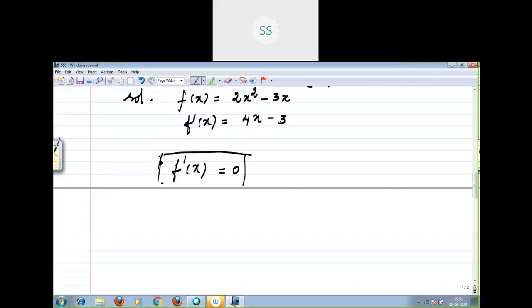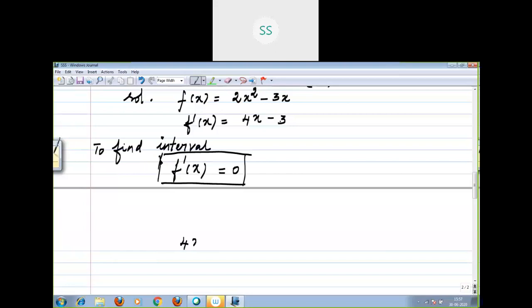Derivative equal to 0. Why do you want to equate it with 0? You want to find the interval, right? If you want, you should write at the top: to find the interval, derivative should be equal to 0.